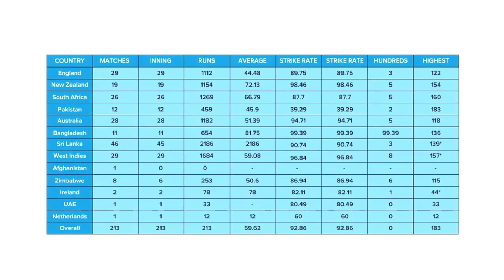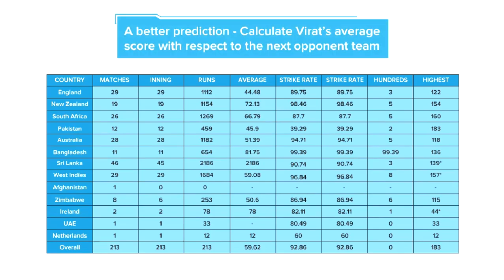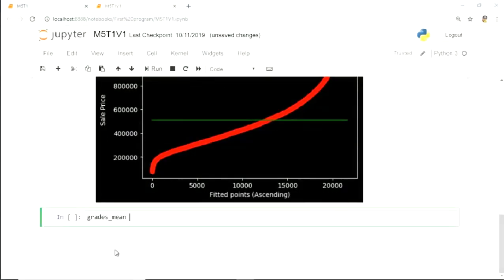But it is possible that he might have different performance with respect to different teams he's playing against. So, a better prediction would be to calculate his average score with respect to the next opponent team. Similarly, in our dataset also, it is possible that houses with different overall grade have different sale price, and a better prediction would be to calculate average sale price with respect to the overall grade of the house. So let's try to calculate the average sale price with respect to the overall grade.